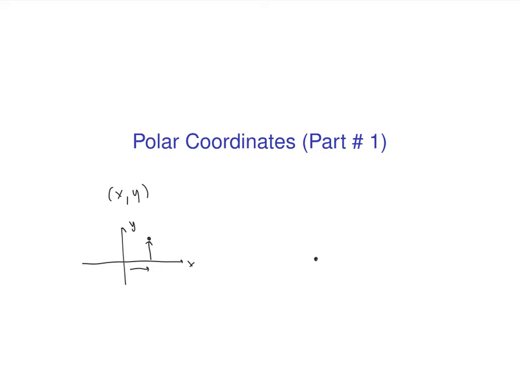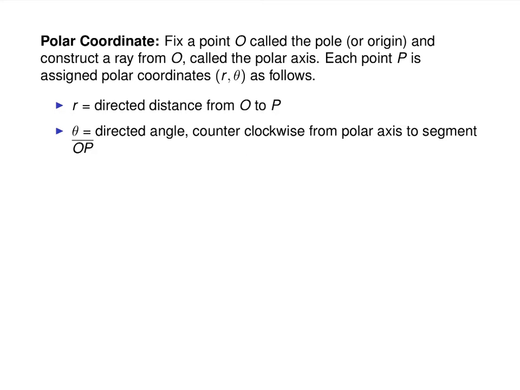We're going to fix a point called the origin and fix a ray. And we're going to describe points as a certain angle of rotation and a certain distance out. So to define a polar coordinate, you fix a point O called the pole or the origin. And you can put that on what the normal origin is in the Cartesian plane if you want to talk about superimposing these two. And you construct a ray from O called the polar axis. So the polar axis is sort of the same thing as the x-axis in this case.